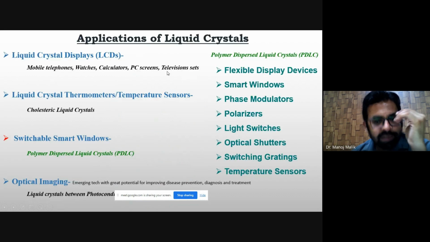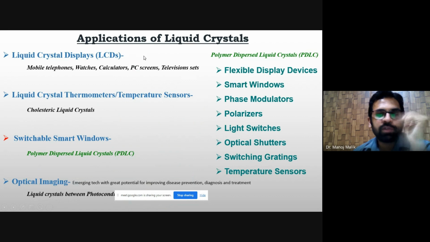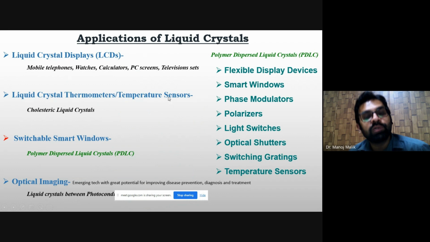And based on these important properties, there are many applications of liquid crystals. Like we all know, all the liquid crystal displays, these LCD devices, are nothing but containing these liquid crystal molecules. Then, as I spoke about in my previous slides, these are thermotropic molecules, so they respond to temperature. So based on those properties, we have liquid crystal thermometers or temperature sensors. Then switchable smart windows. These are a relatively new class of materials, smart windows, under which we have polymer dispersed liquid crystal. That will be the focus of my topic that I'll be talking about later.